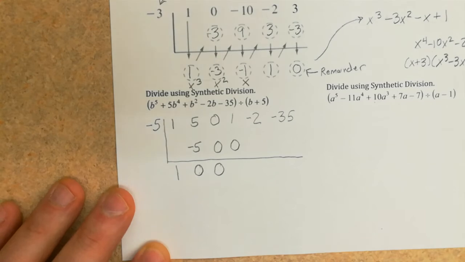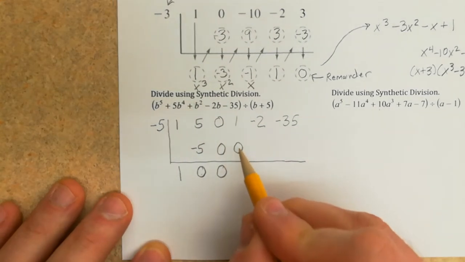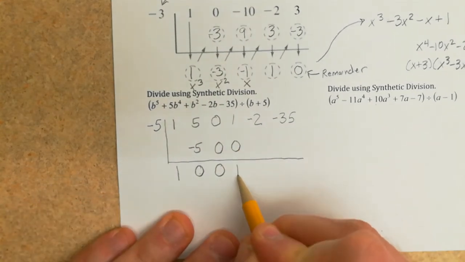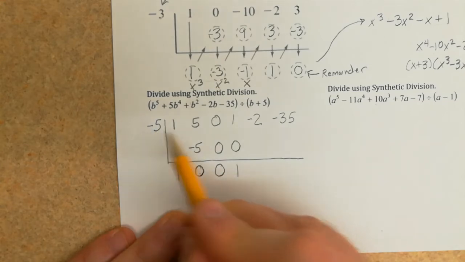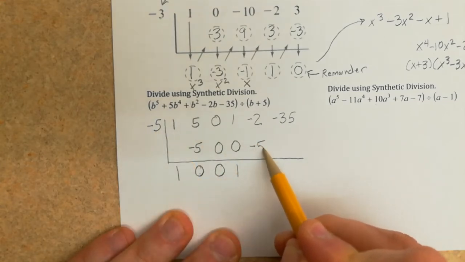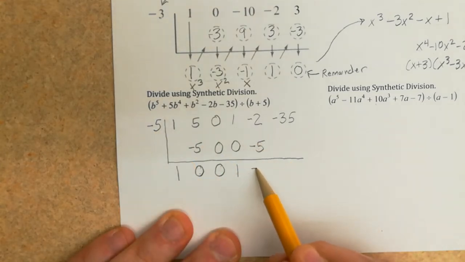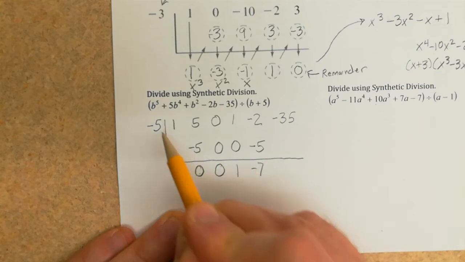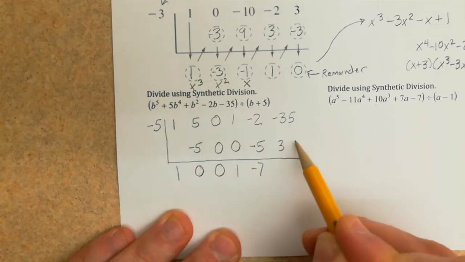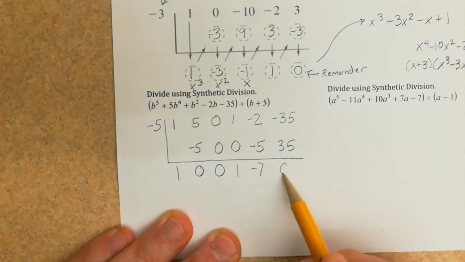A lot of zeros in this one. 1 plus 0, 1. 1 times negative 5 is negative 5. Add those up, we get negative 7. Negative 7 times negative 5 is positive 35. Add these up, we get 0. And remember, this is our remainder. Sometimes I just like to put a big R next to it.